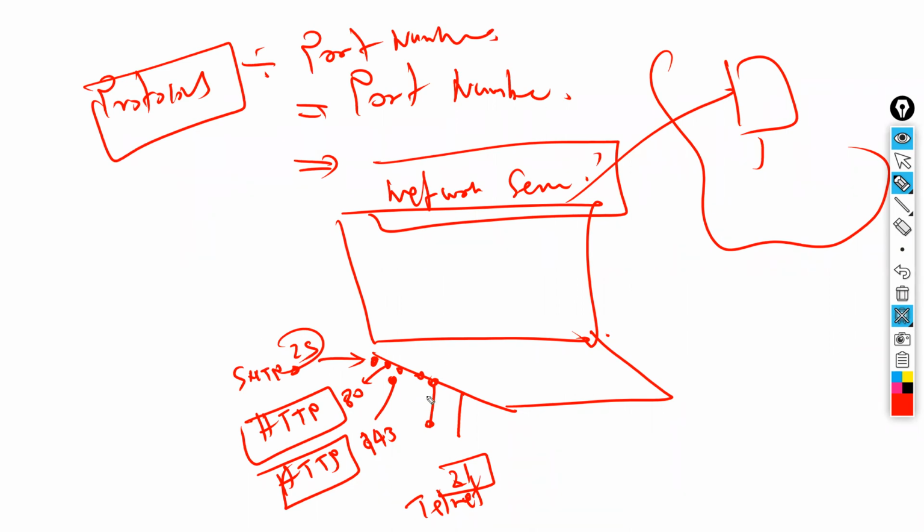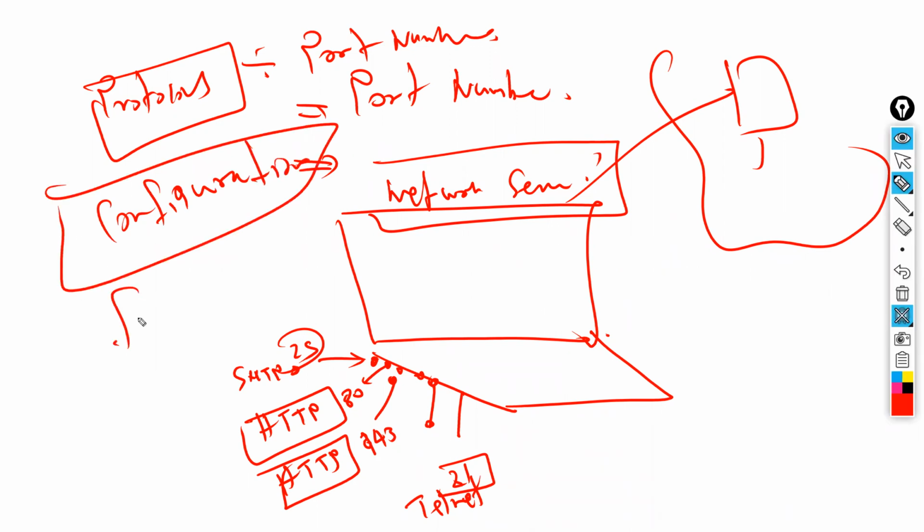The computer is intelligent, the computer will do that. But when you talk about networking, some protocols you have to configure. Configuration has to be there. We have to do fine tuning.